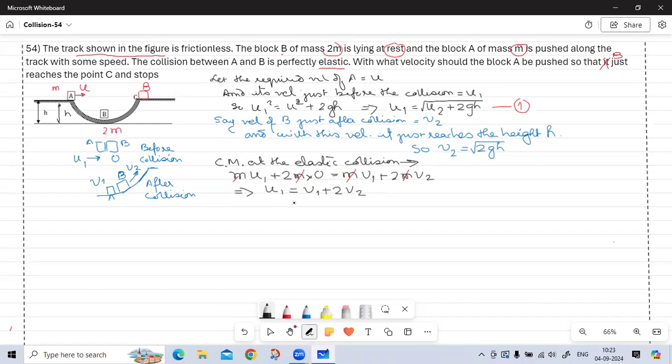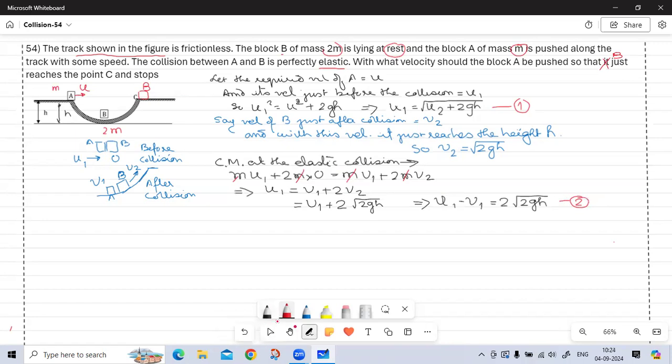V1 equal to V1 plus 2V2. Now V1 is V1 plus 2, and V2 is under root 2gh. From there we get u1 minus v1 is equal to 2 under root 2gh. Let us say this is relation 2 that we have got.